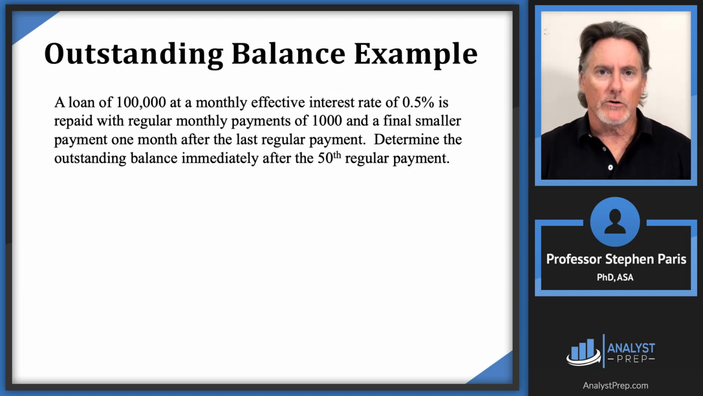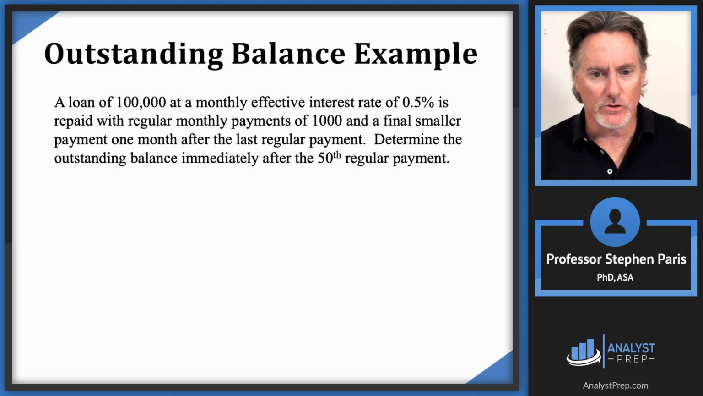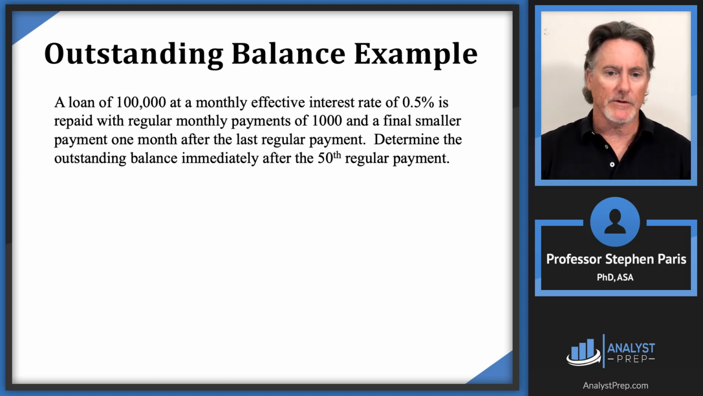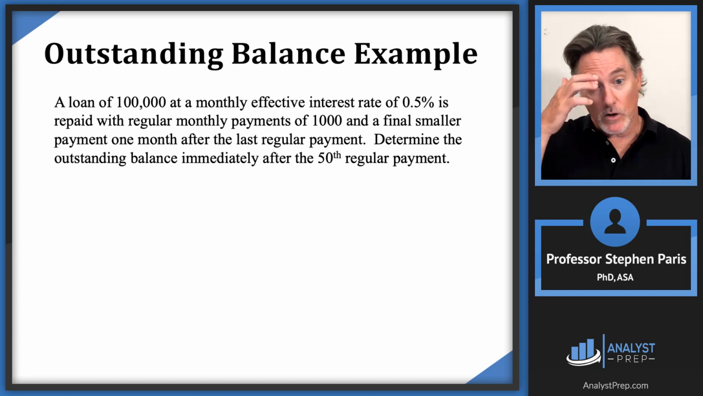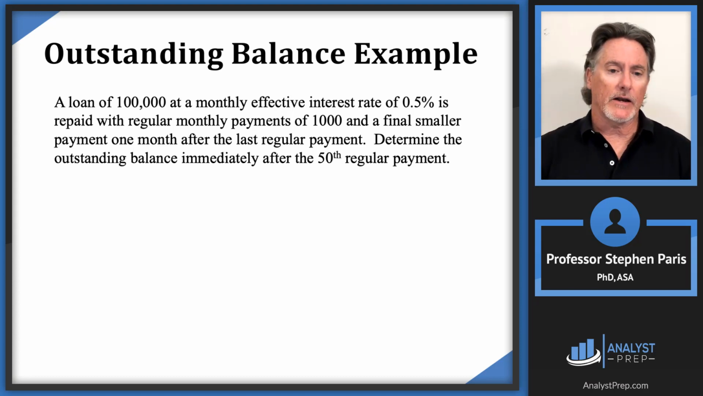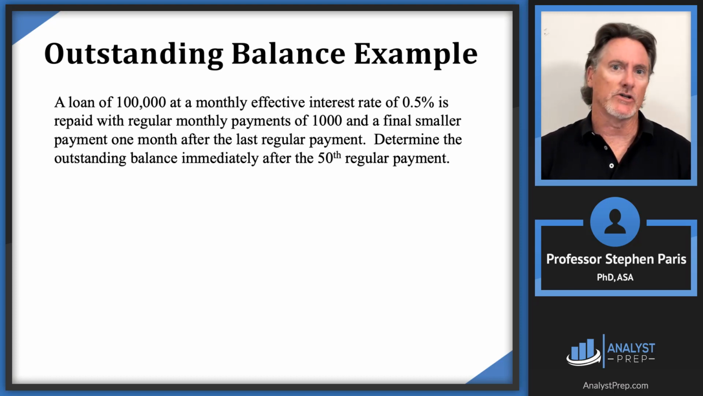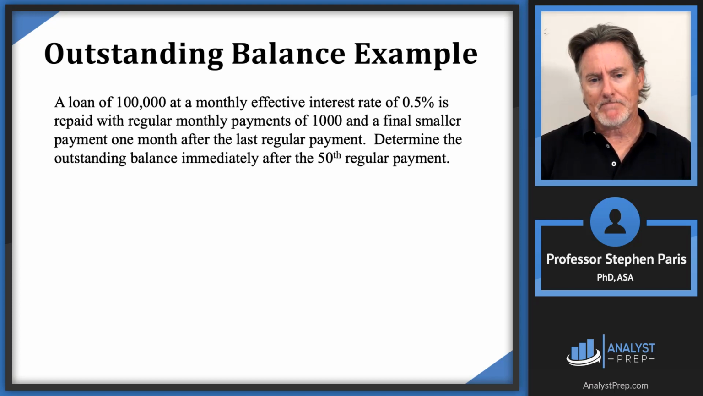We got a loan of $100,000 at a monthly effective interest rate of 0.5%, repaid with regular monthly payments of $1,000 and a final smaller payment 1 month after that last regular payment. The first question is to determine the outstanding balance immediately after the 50th regular payment. I'm not sure that I even need a timeline for this particular problem, so let's just get into the solution.